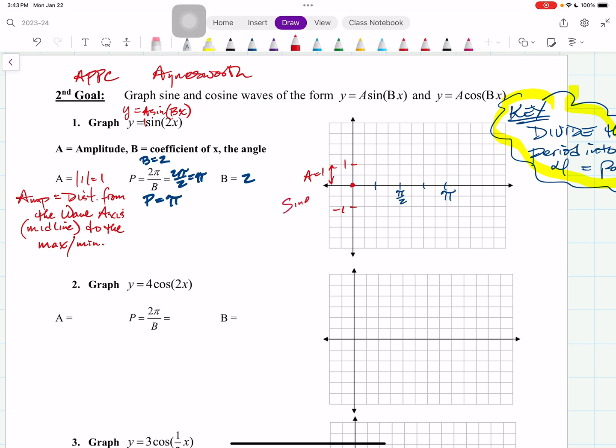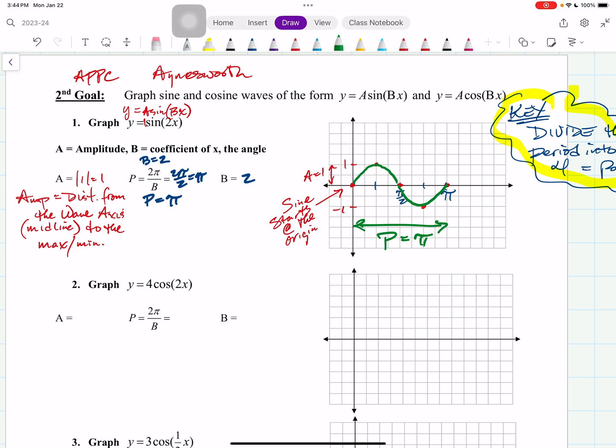Okay, so let's make a little note. Sine starts at the origin. Right there, and then it goes up 1 unit, back to the axis, down 1 unit, and then back to the axis. And then we sketch it. So it goes up and then down, and you curve it. It's called a sine wave for a reason. And so the period length right here is pi.